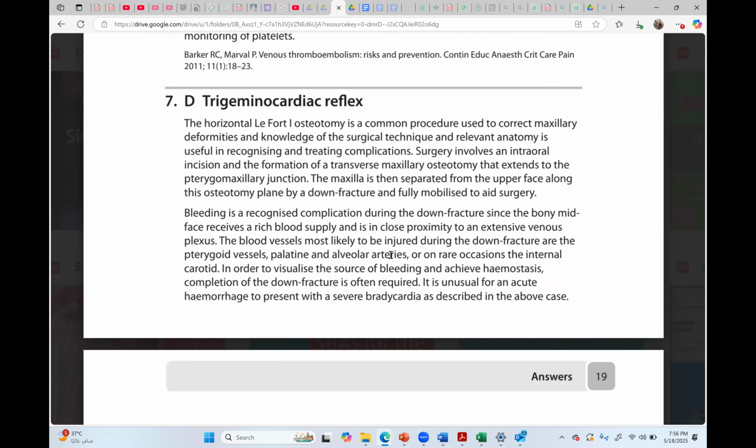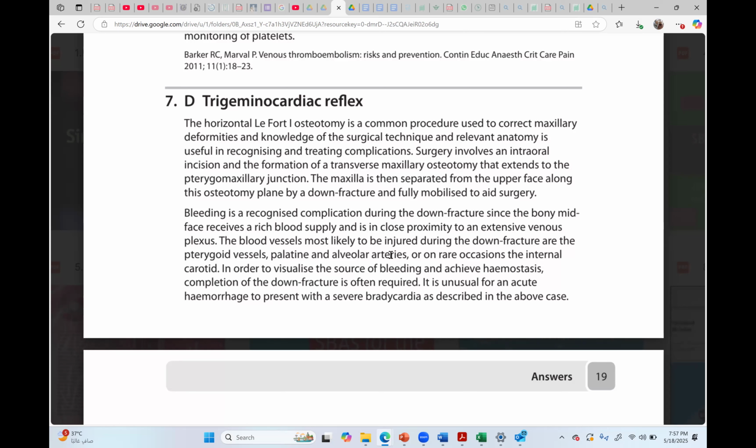So what they are telling now: Le Fort one osteotomy is a common procedure used to correct maxillary deformities, and knowledge of the surgical technique and relevant anatomy is useful in recognizing and treating complications. Surgery involves an intraoral incision and formation of a transverse maxillary osteotomy that extends into the pterygomaxillary junction. The maxilla is then separated from the upper face along this osteotomy plane by a down fracture and fully mobilized to aid surgery. Bleeding is a recognized complication due to the down fracture since the bony mid face receives a rich blood supply and is in close proximity to an extensive venous plexus.